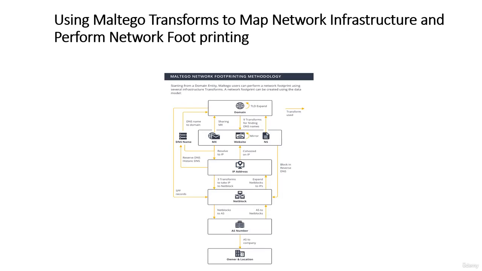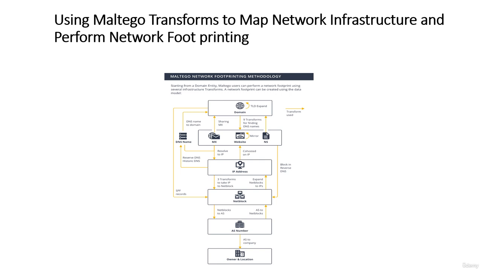So, using Maltego, we use transforms to map network infrastructure and perform network footprinting. Maltego has a number of transforms that pull infrastructure data easily from OSINT and third-party data sources for network footprinting, and while returning the query result, the transforms also map out the relationships between each of the data points and visualize the infrastructure in a graph. As you can see here, the arrows are labeled with the Maltego transform that can be used to find such information.